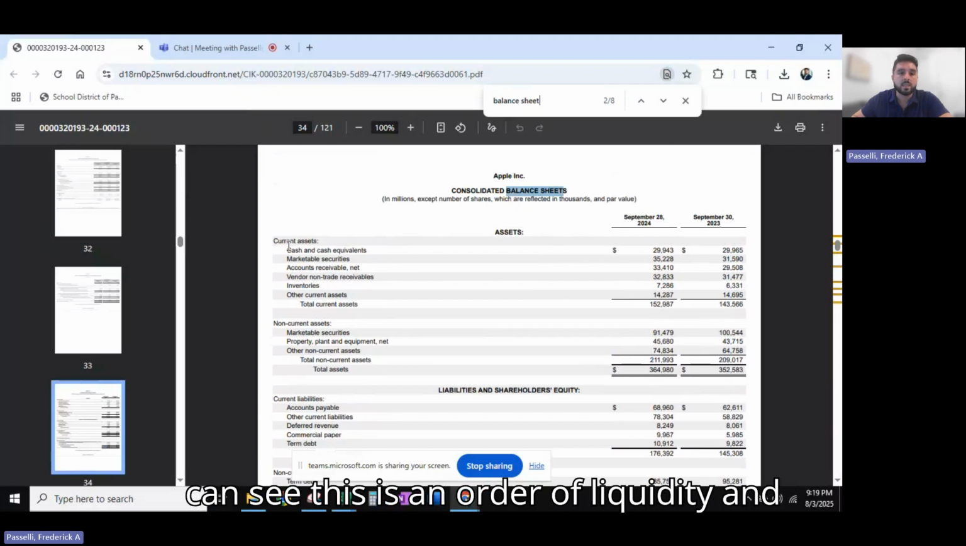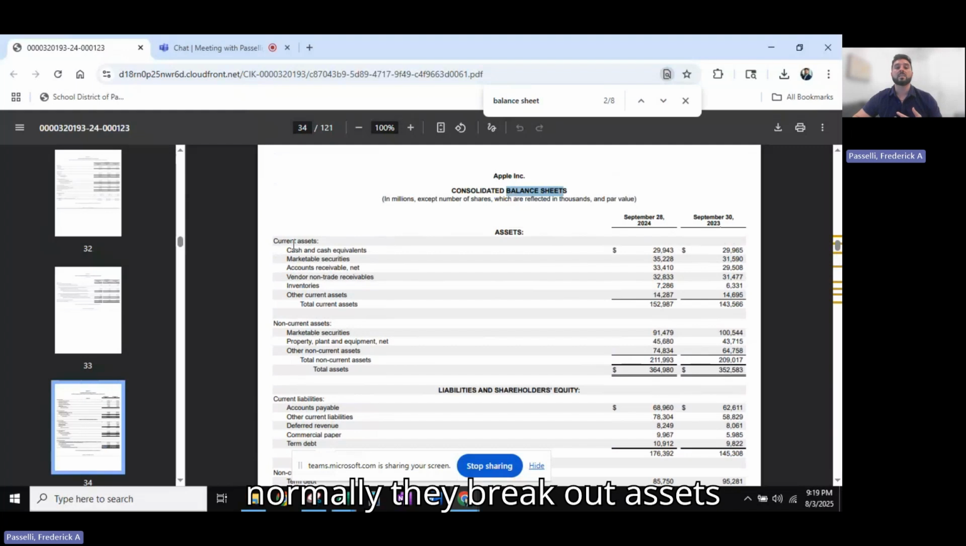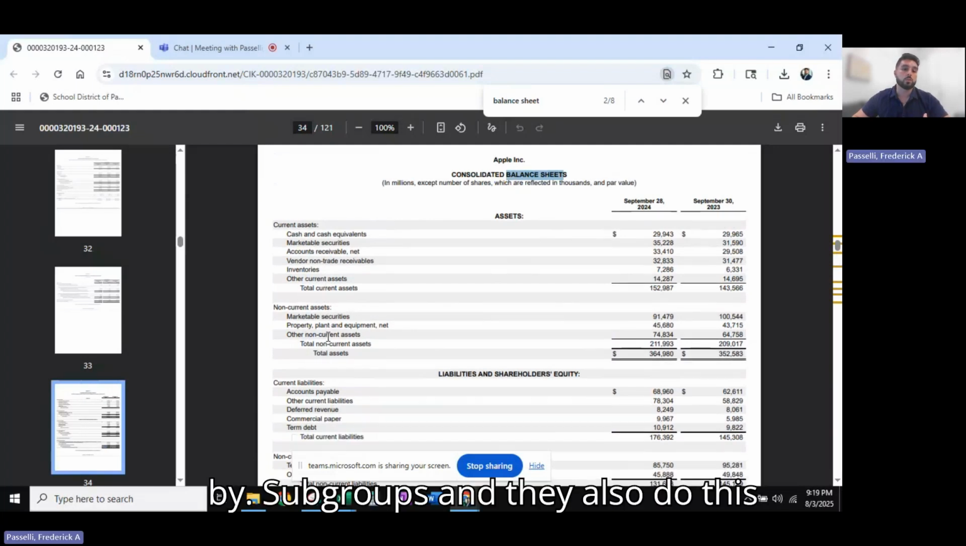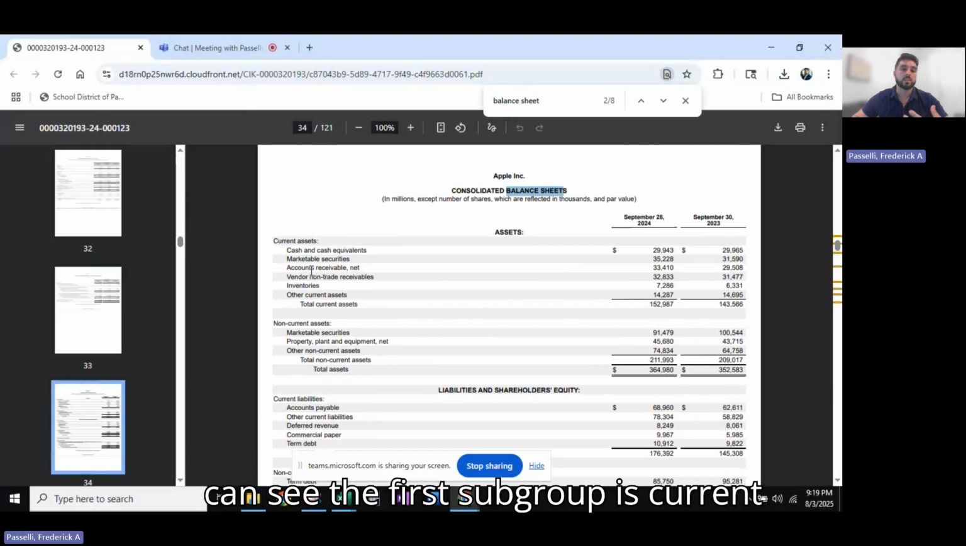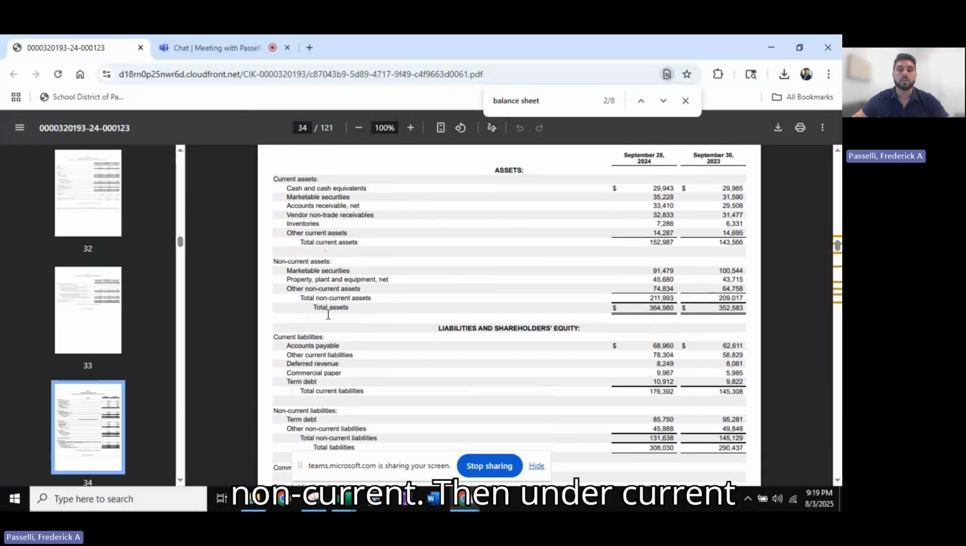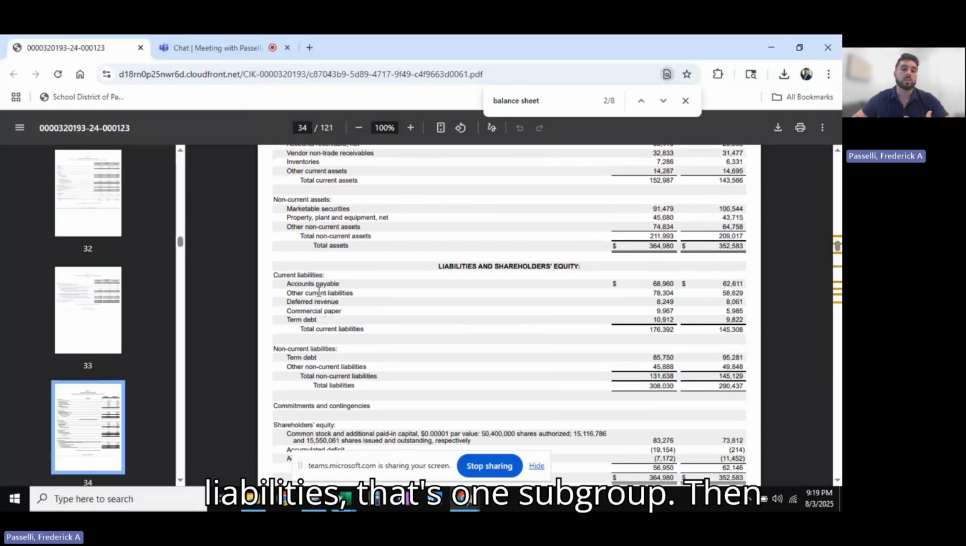But just so you can see, this is in order of liquidity. And normally they break out assets by subgroups. They also do this with liabilities and equity. As you can see, the first subgroup is current assets for them, and then they have non-current. Then under current liabilities, that's one subgroup. Then the other subgroup is non-current liabilities.